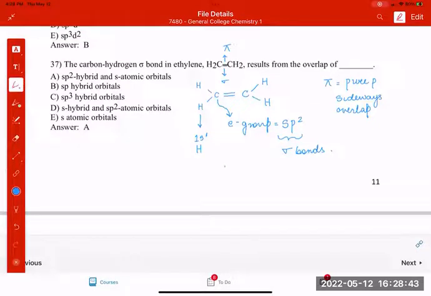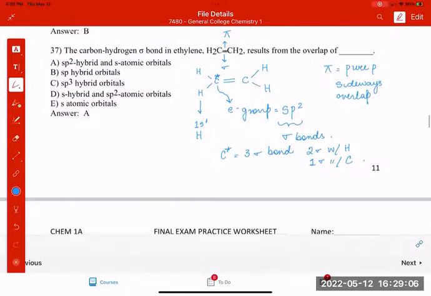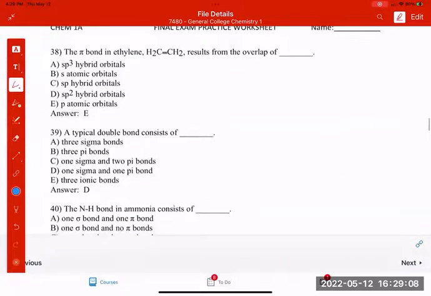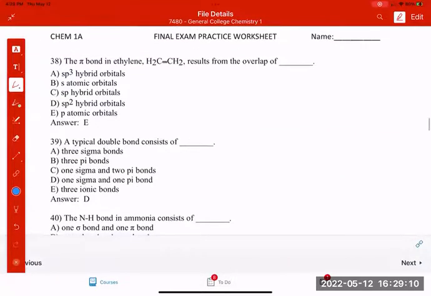So 2 with hydrogen and 1 with carbon makes 3 sigma bonds. Let's look at this carbon, the starred carbon: 2 sigma bonds with hydrogens and 1 sigma bond with the other carbon. So the answer is sp2 hybrid for the carbon and s for the hydrogen. The pi bond results from the overlap of what? Now let's look at the pi bond in this case.